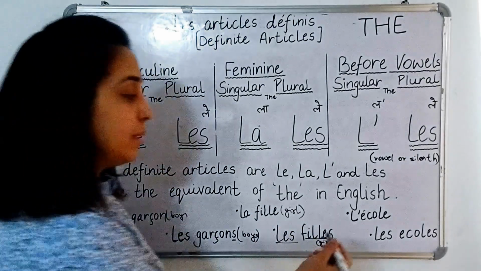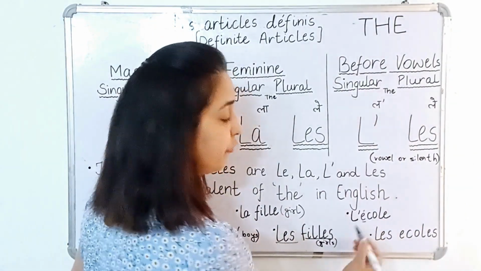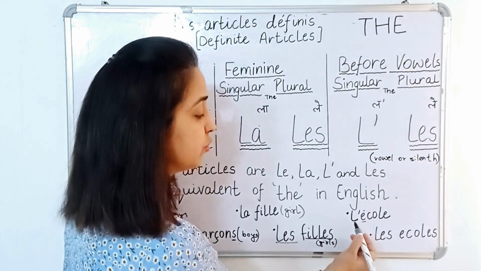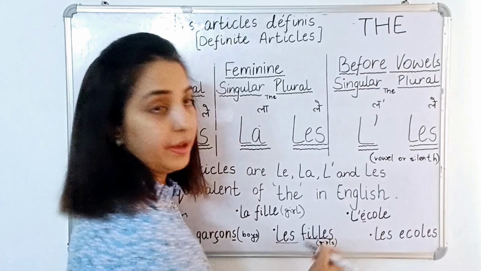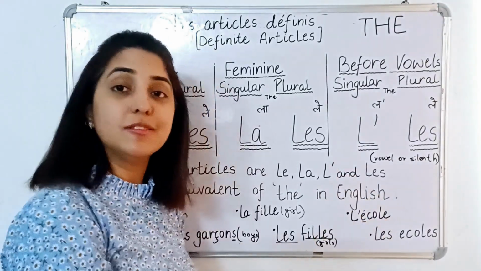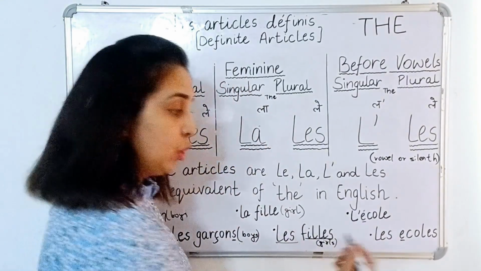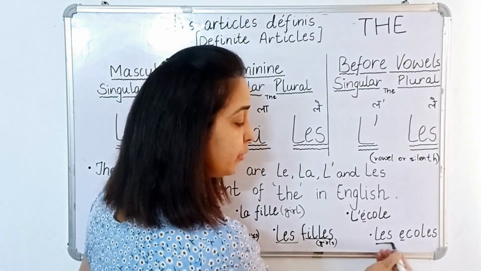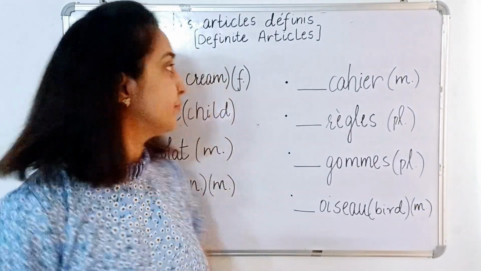Then let's come to vowels. If this noun is starting with a vowel, we are using l'apostrophe. And if it is plural, even when starting with a vowel, no matter, we need to put les. So now let's see a few examples.